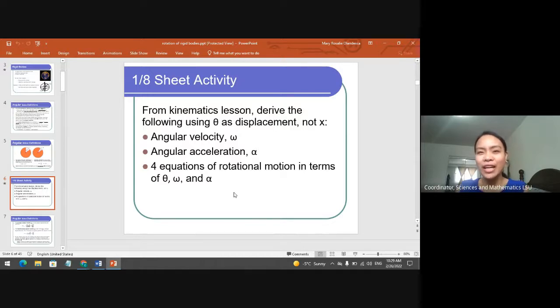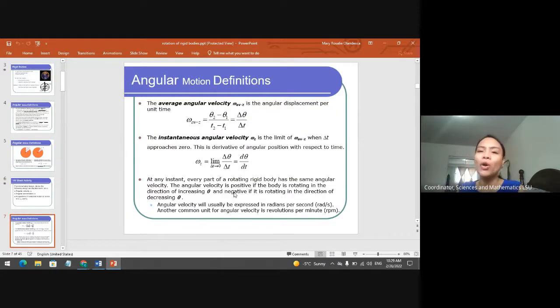We already discussed that in module 2, the four kinematics equations. So just change the symbols there. For x, it becomes theta. For velocity, it becomes angular velocity omega. For acceleration, it becomes the angular acceleration alpha. So deriving the formulas, we can get angular velocity to be equivalent to the change in angular displacement per unit change of time, so delta theta over delta t.